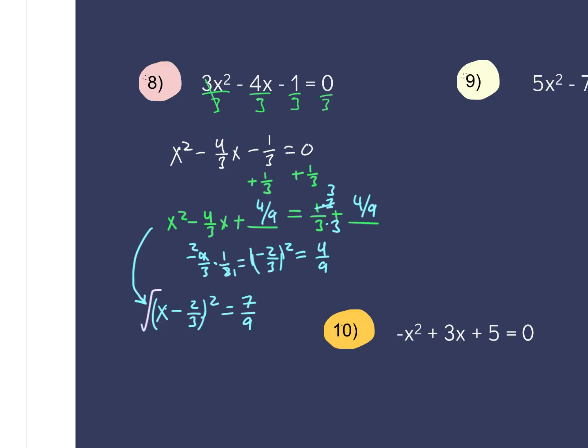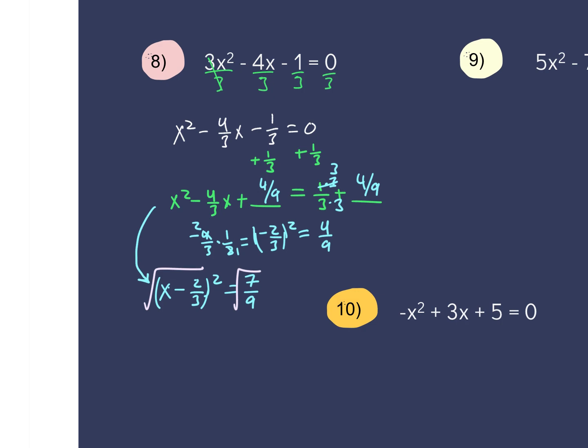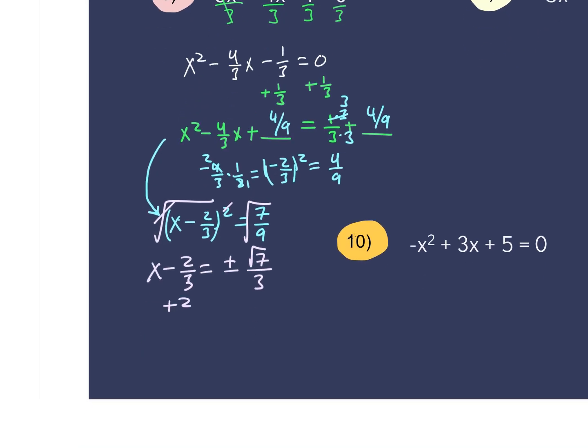And then from here, it looks like something that we did yesterday, so not divide. Square root the left and the right. Square root and the square cancel. I get an x minus 2/3 equals plus minus square root the top, square root the bottom. I get a square root of 7 over 3. And then lastly, I can add 2/3 on both sides.